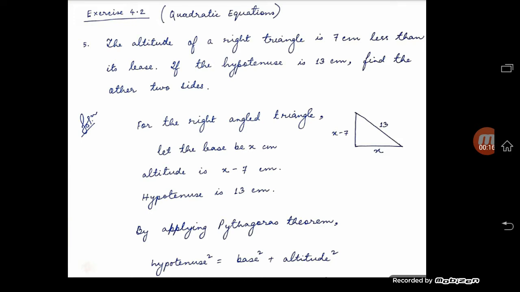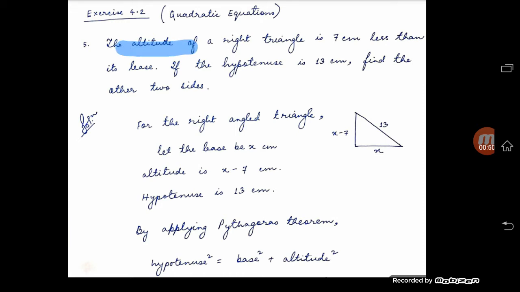The first question we have: the altitude of a right triangle is 7 centimeter less than its base. If the hypotenuse is 13 centimeter, find the other two sides. That means we are given a right angle triangle where the hypotenuse is 13 centimeter. The altitude, that means the height, is 7 centimeter less than its base. That means base minus 7 is our altitude.